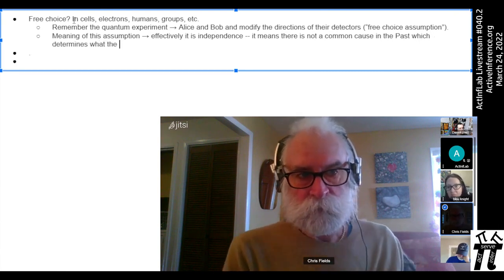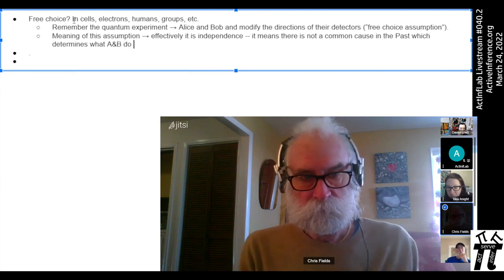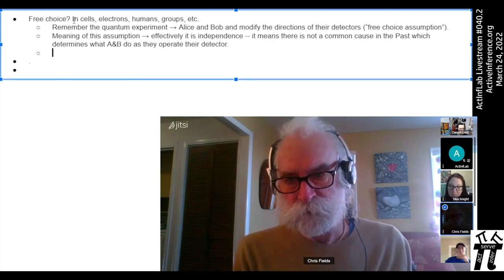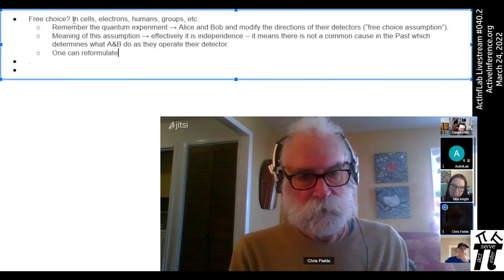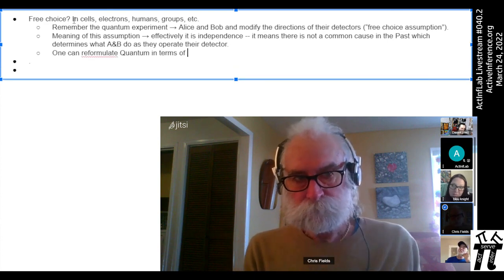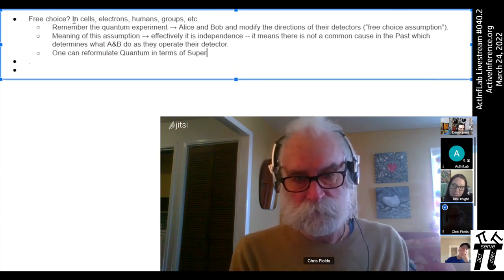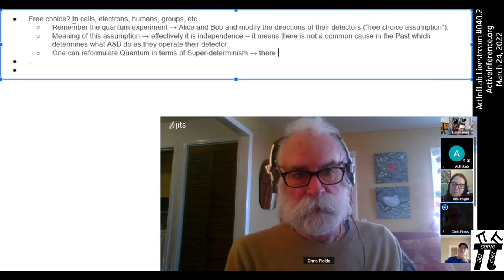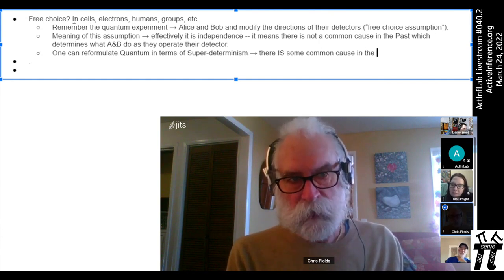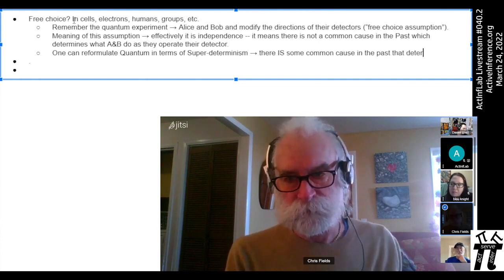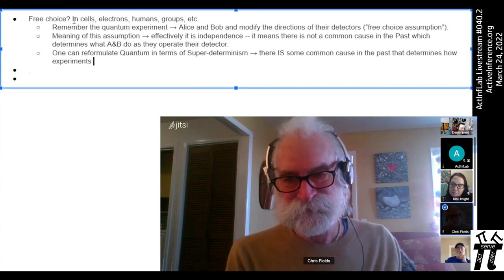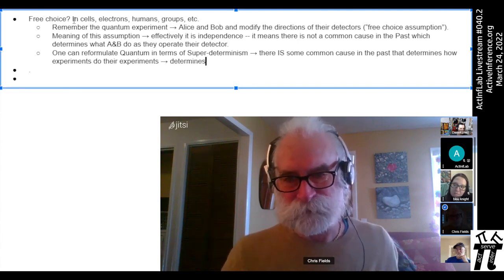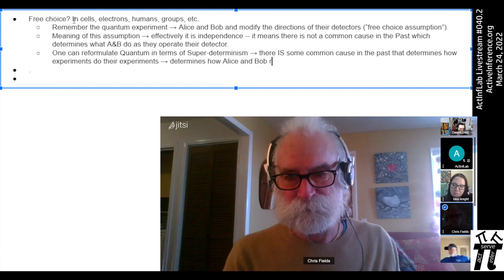And one can reformulate quantum theory in terms of what's called superdeterminism. Superdeterminism is the idea that there is some common cause in the past that determines how experimenters are going to do their experiments, and in particular determines how Alice and Bob are going to rotate their detectors in this EPR experiment.